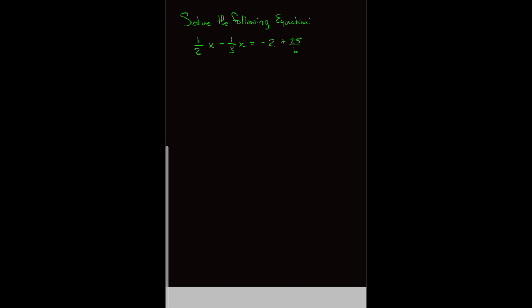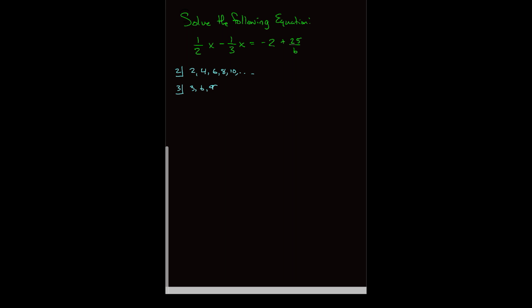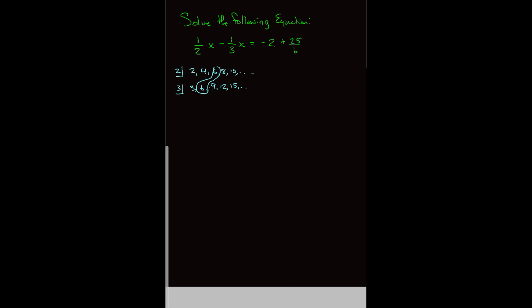If we look at 1/2 x and minus 1/3 x, we look at our denominators and we have a 2 and a 3. If we start writing out our times tables for each one of them, 2 times 1 is 2, 2 times 2 is 4, 6, 8, 10, and so on. And then 3, 6, 9, 12, 15, and so on. The smallest number that both of those lists have in common is 6. That right there would be our LCD for our first two fractions.